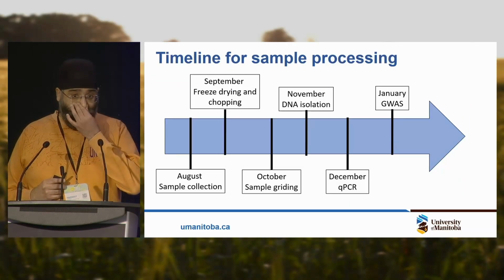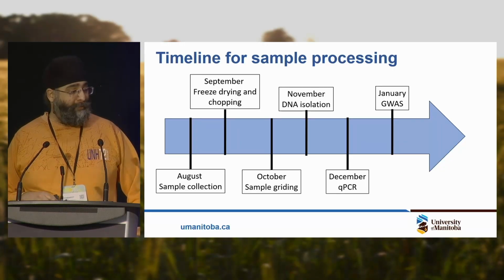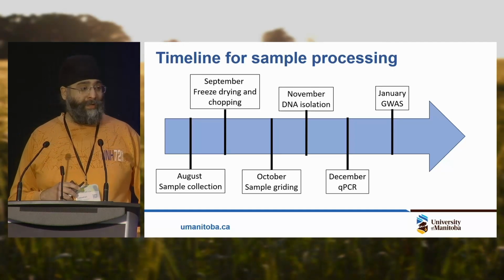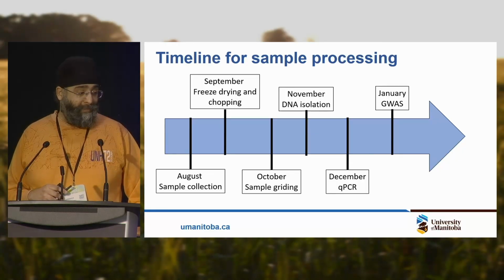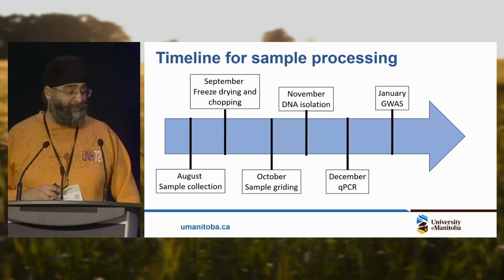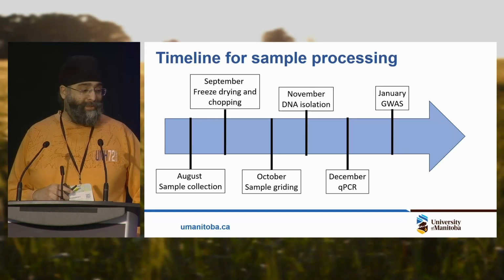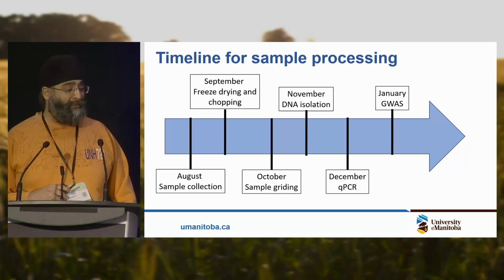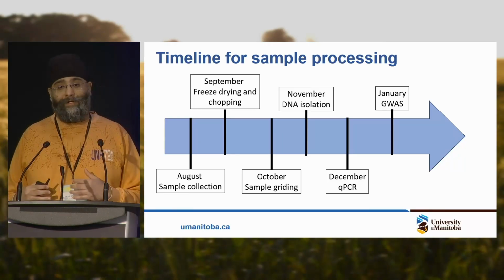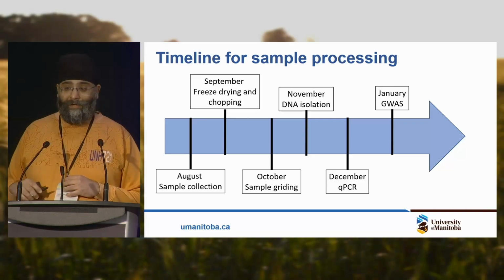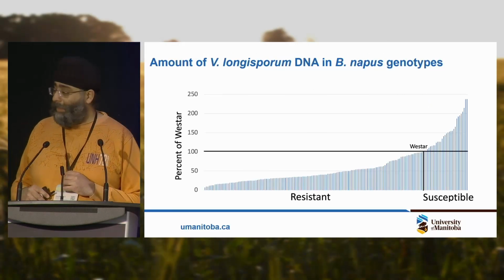To give you an idea about the timeline, we do our sample collection in August. In September, we are chopping and freeze drying these samples. In October, we grind these samples. Moving on to November, we do the DNA isolation. December, we are doing the qPCR. And finally, in January, we are running the GWAS analysis. And January 31st, we report our results to the ADF. So it's a very squeezed timeline where we are constantly trying to make it faster and better. Okay, so that was the timeline.